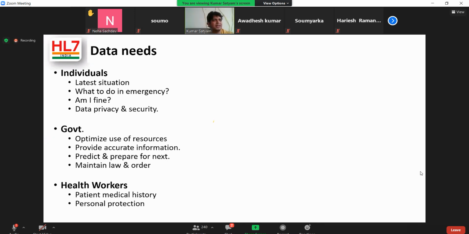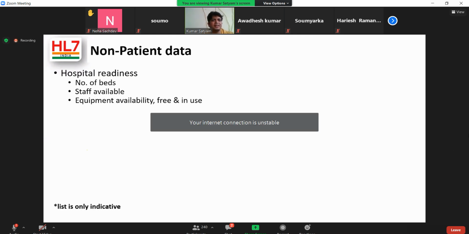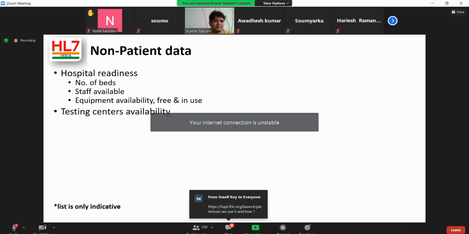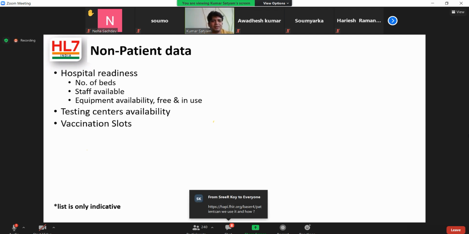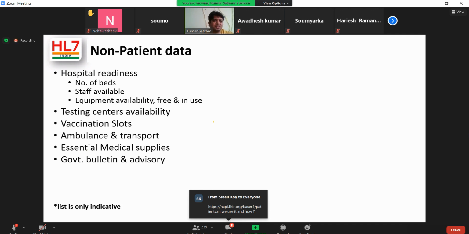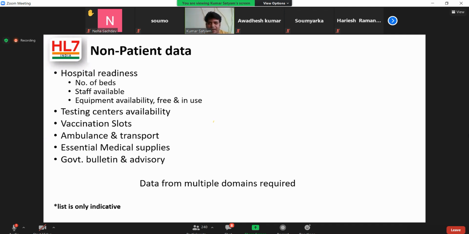Other folks would need things like staff availability, equipment availability free and in use, testing centers availability, vaccination slots available, ambulance and transport, essential medical supplies, government bulletin, all these things. Data from multiple domains is required to actually provide effective care to the population. It's not just data from one place that is going to help us.